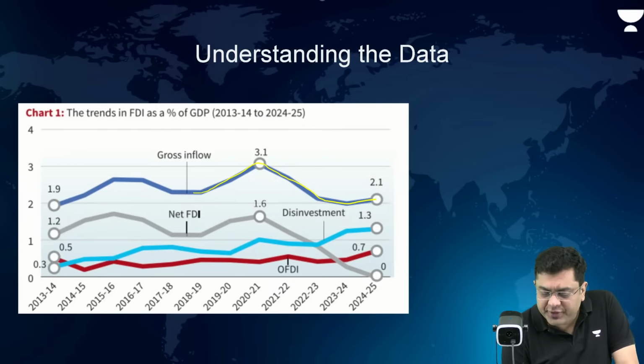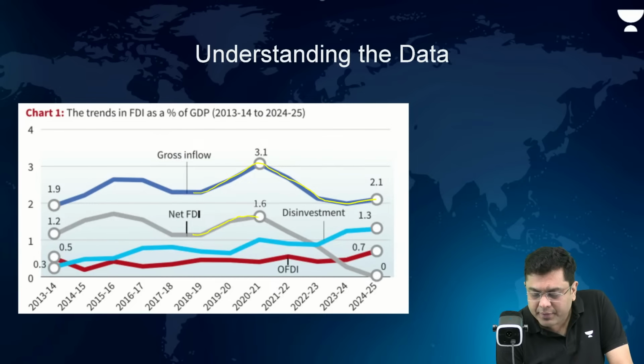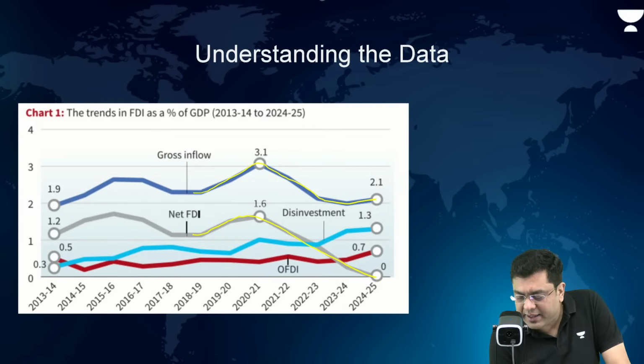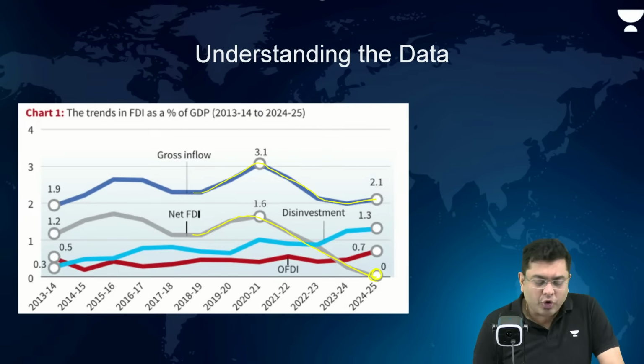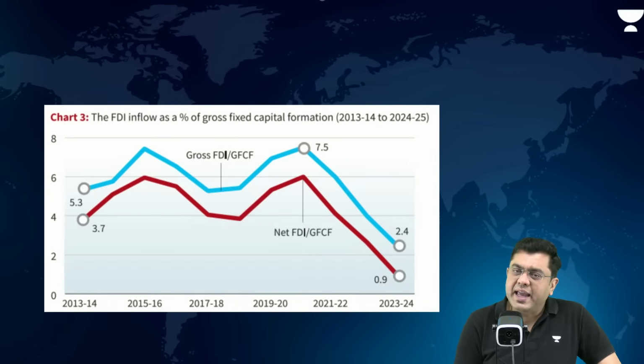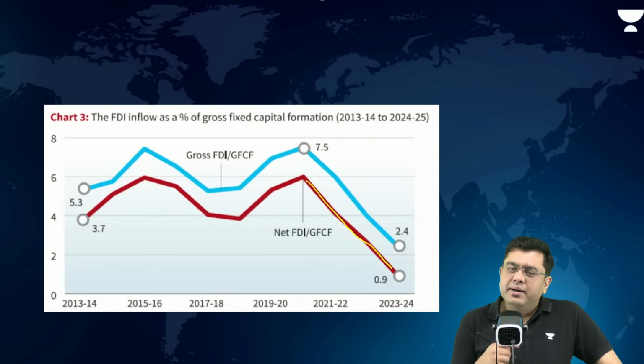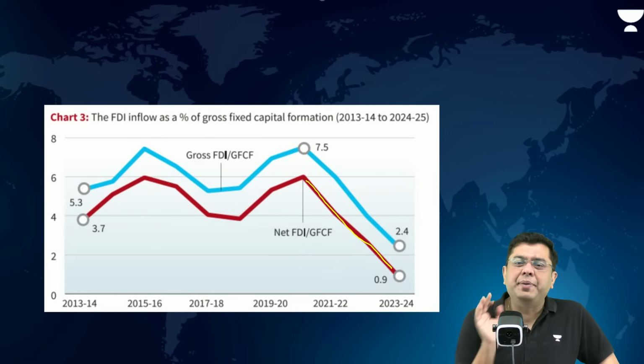So observe the net FDIs, however. Look at where the net FDIs have gone. Almost plummeted because the outflows have been massive. So this is again an indicator of the continual decline in the net FDI. And even the gross fixed capital formation.